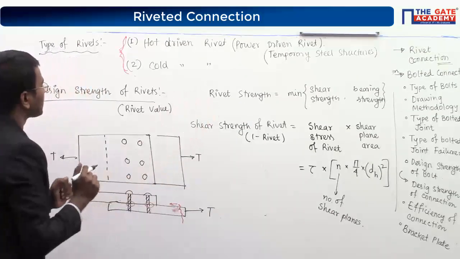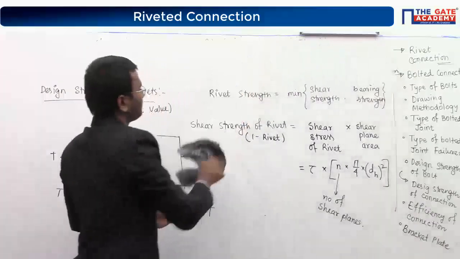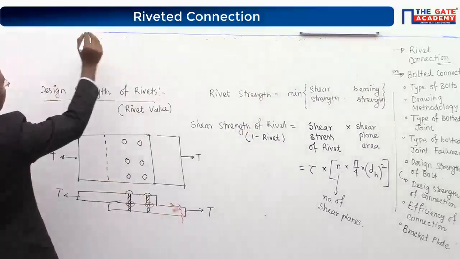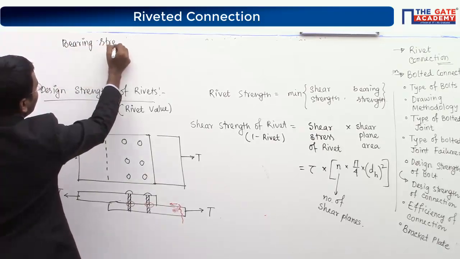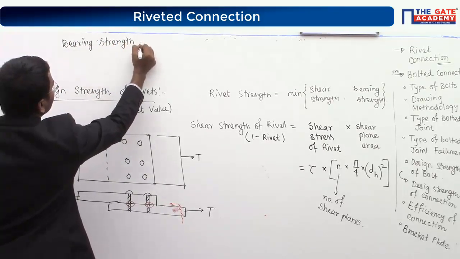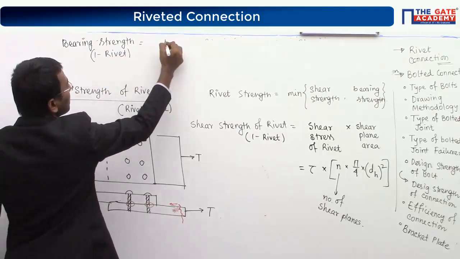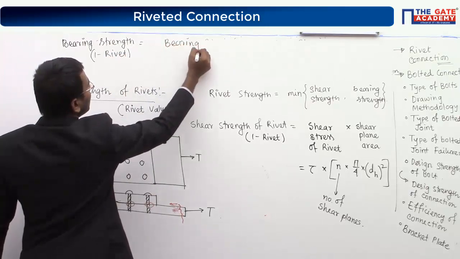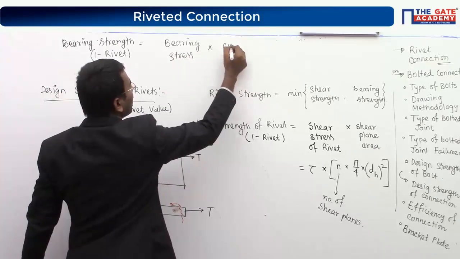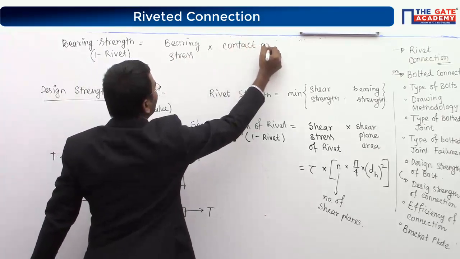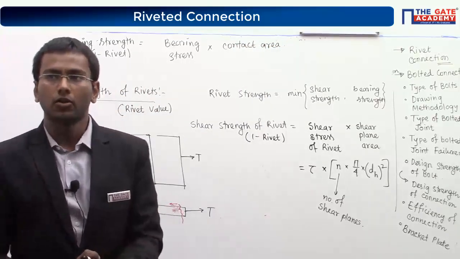Now, I am done with the shear strength part. Next is your bearing strength. So let us come to the bearing strength. So bearing strength is also the same for one rivet, which is equal to bearing stress, I repeat, bearing stress multiplied by your contact area, right, bearing stress multiplied by your contact area.